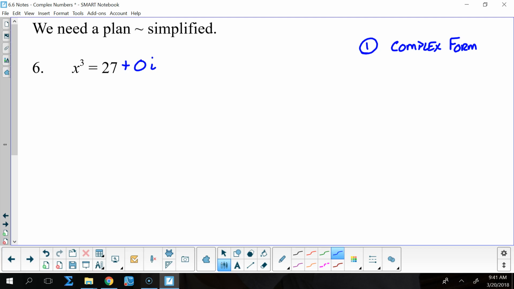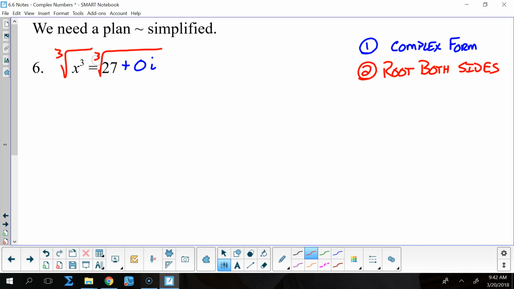Yes? Then you're going to take the root to both sides. Okay? So that's going to be the third root here and the third root here. So that's going to leave me with x equals 27 plus 0i to the 1/3 power.